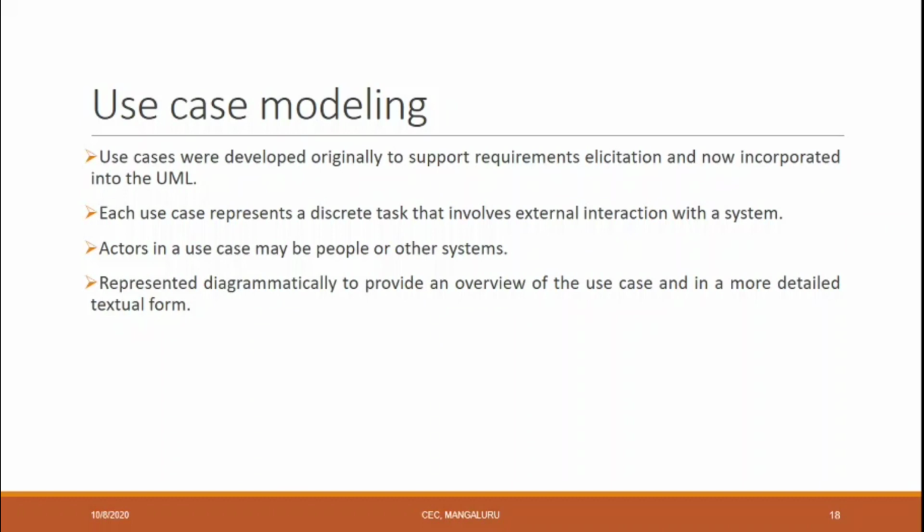Use case modeling is used to model the interaction between the system and the external actors. It was originally developed to support requirement elicitation in the UML. Requirement elicitation, which you have seen in the first module, is just getting the information from the client side for the system development. How to incorporate and develop that into a UML is seen in use case modeling.